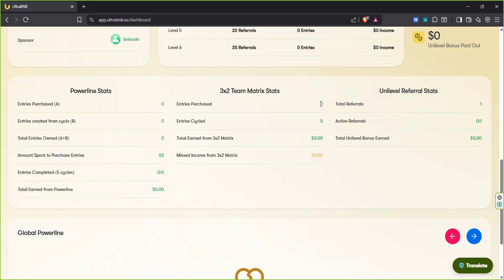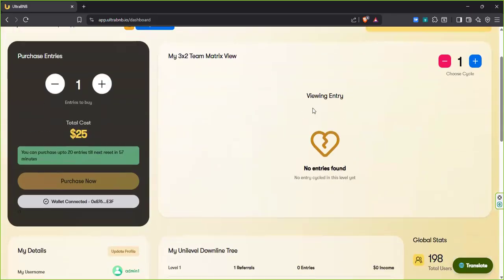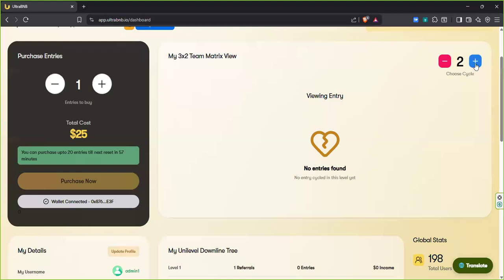So when you complete a certain cycle on an entry bought, let me go back here. On here, we'll see it as the 3x2 network, the first level, the second level, and here is the first board, or cycle 1. Once it completes the first board, it will then have a second board for you here. When you click on the plus button here, it will take you to the next board, which is like the cycle.